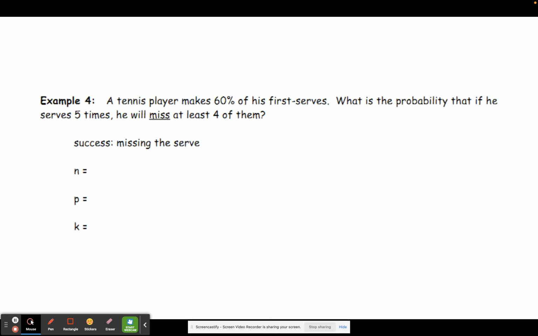Example number 4, a tennis player makes 60% of his first serves. What is the probability that if he serves 5 times, he will miss at least 4 of them? This time we are defining success as missing the serve because that's what we're counting. He is attempting 5 serves. Now, the probability of success would be the probability that he misses the serve, which would be 40% or 0.4. And then we want to know the probability that he misses at least 4 of them. That would be 4 or 5.